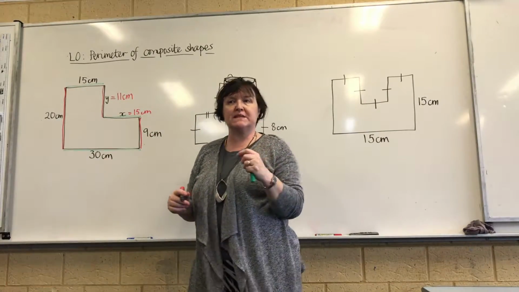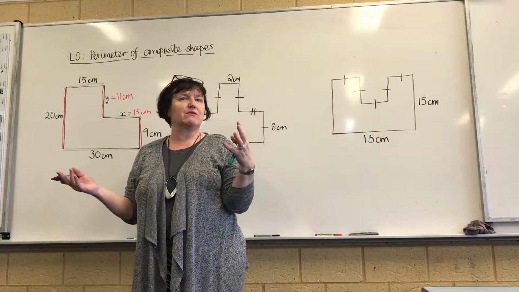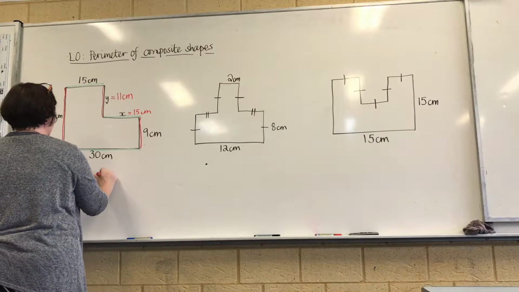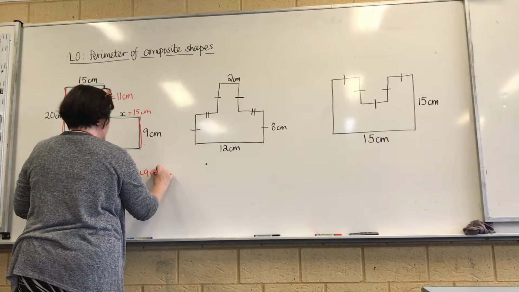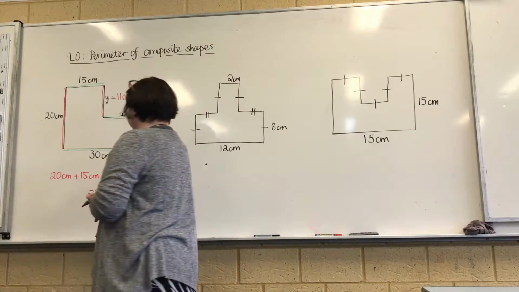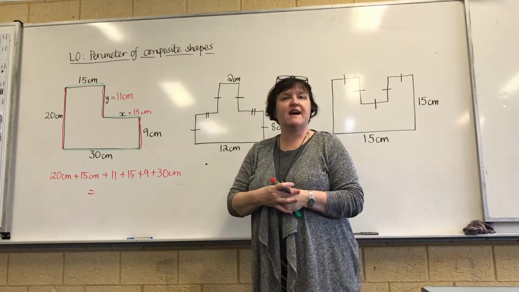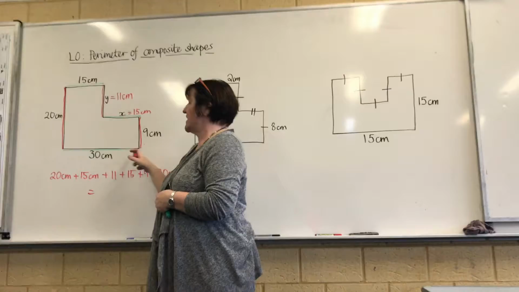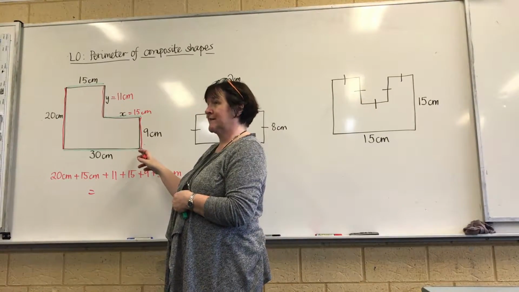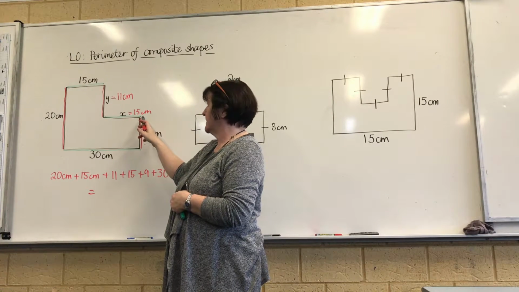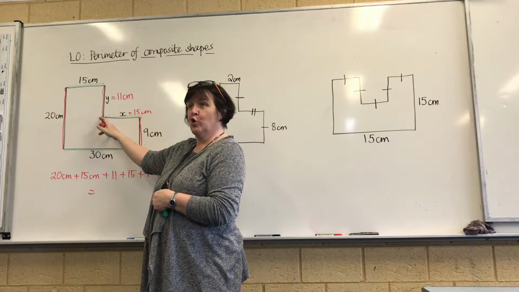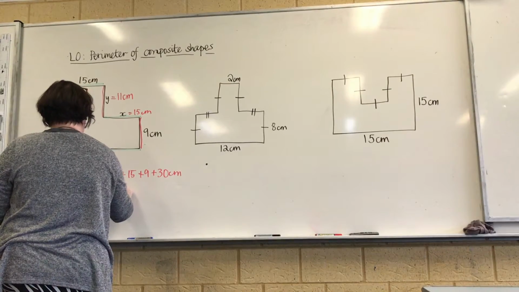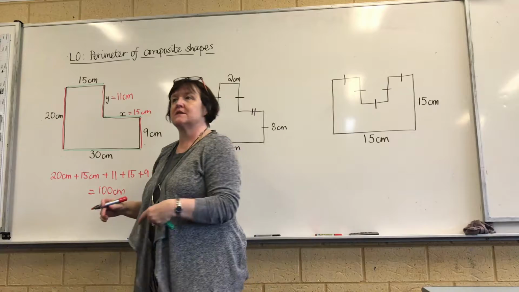So obviously, we've got all of the dimensions now, haven't we? So how are we going to find the perimeter of that shape? What are we going to do with all of those dimensions that we've got? Add them all together, that's right. So 20, let's go clockwise, plus 15, plus 11, plus 15, plus 9, plus 30. So what does that add up to? 100, that's right, it's 100 centimetres, okay, or 1 metre, or 1,000 millimetres, yes?